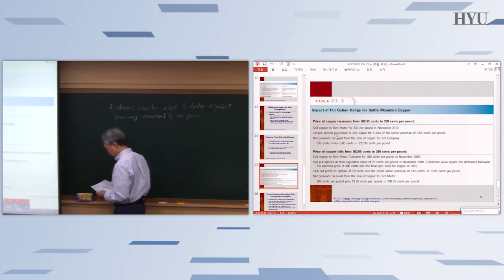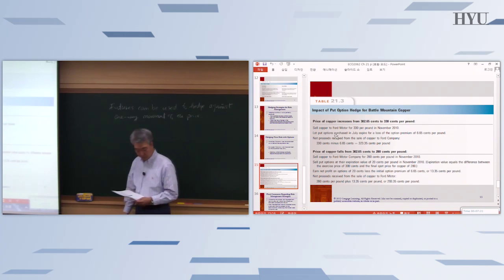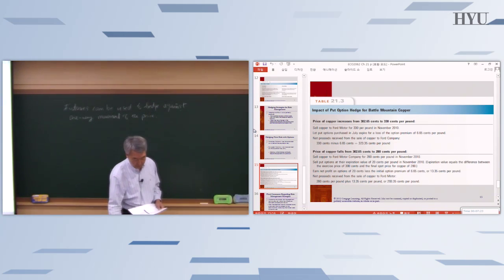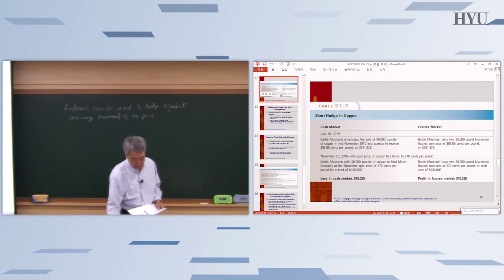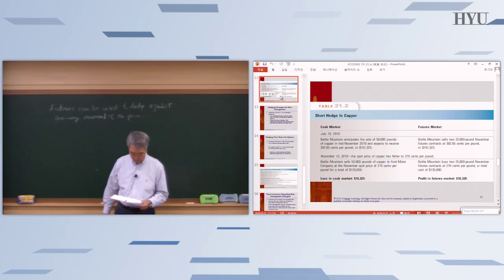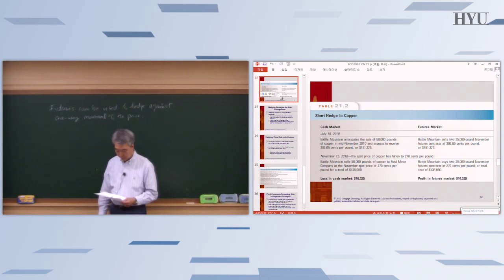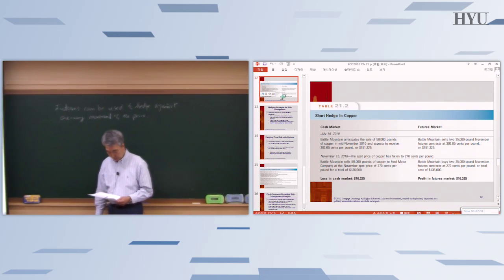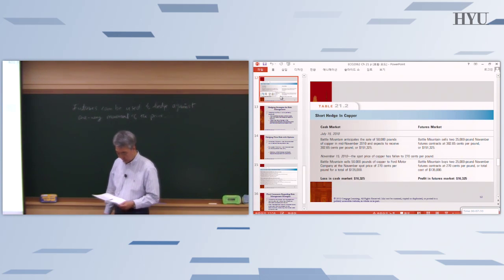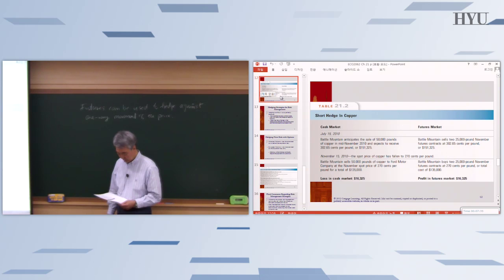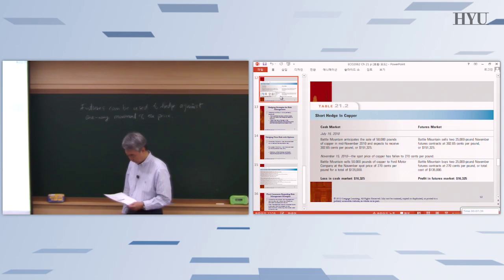So in table 20.2 that we just looked at here, in this example, Battle Mountain loses an opportunity to make money if the price rose above the delivery price, because they sold the futures.